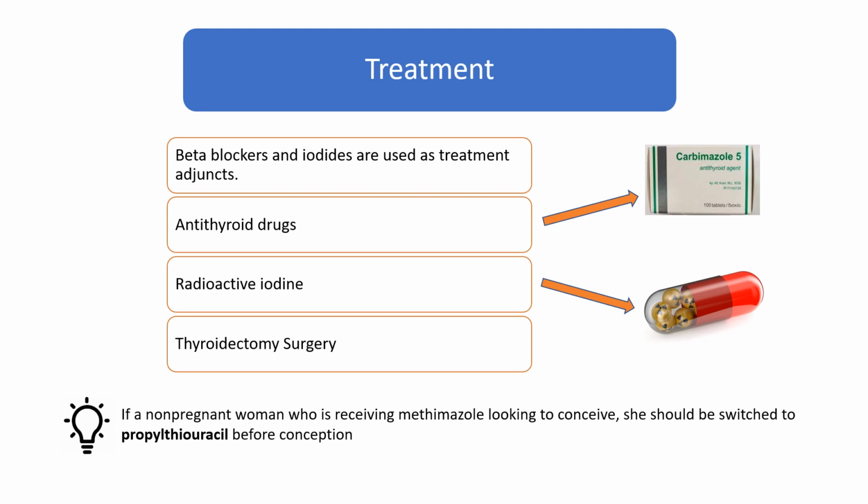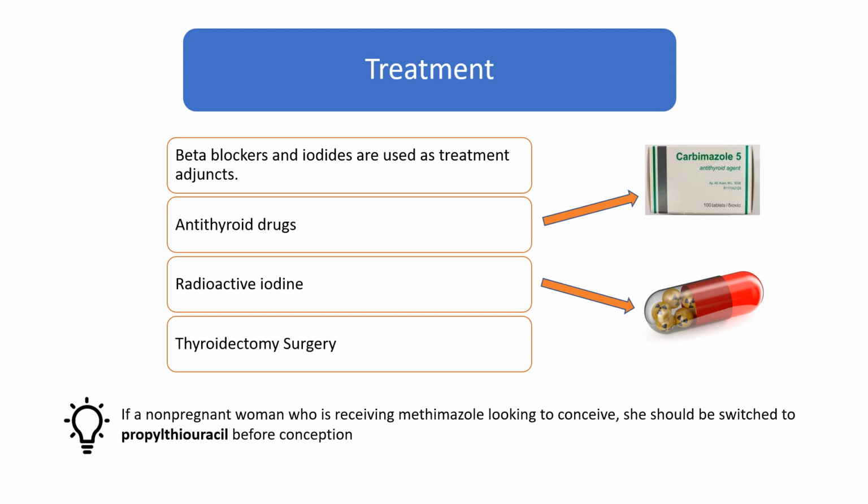So let me tell you all about the treatment. Hyperthyroidism is because of thyroid overactivity. So to decrease its activity, we give anti-thyroid drugs. And if you have heart symptoms on top of hyperthyroidism, we give beta blockers and iodides. Radioactive iodine is given to destroy the hyperfunctioning part of the thyroid gland.